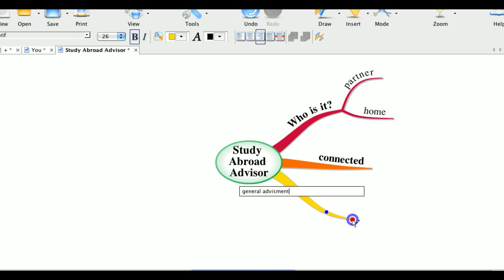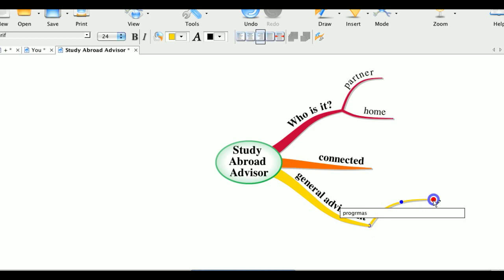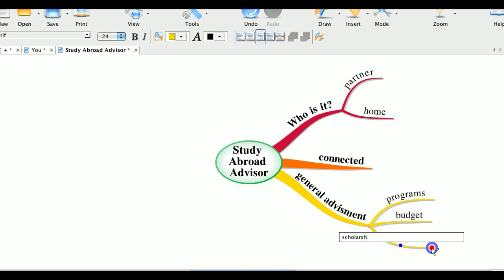And general advisement is just all the things that the Study Abroad Academy seeks to do. That's to give you an idea of the programs that are offered, things like budget, things like scholarships, and the different parts of the program that they have.